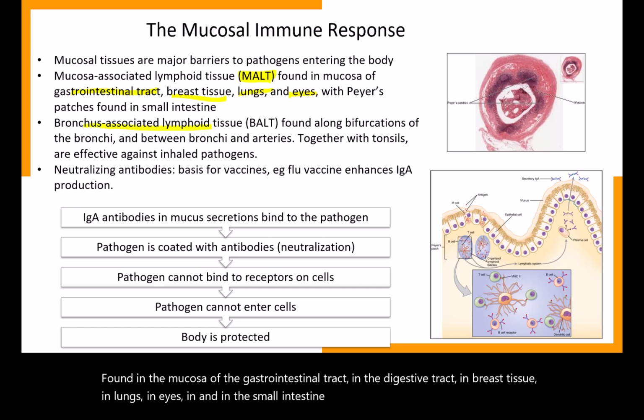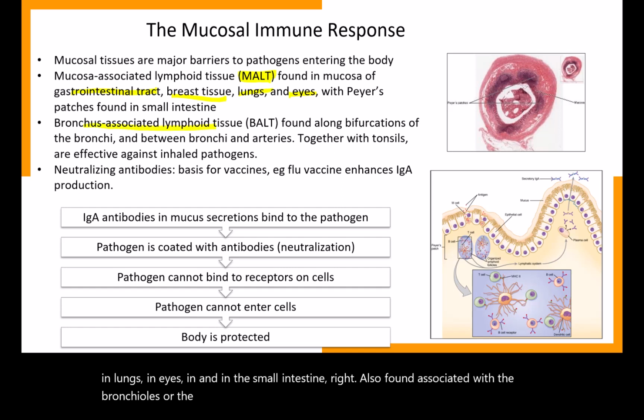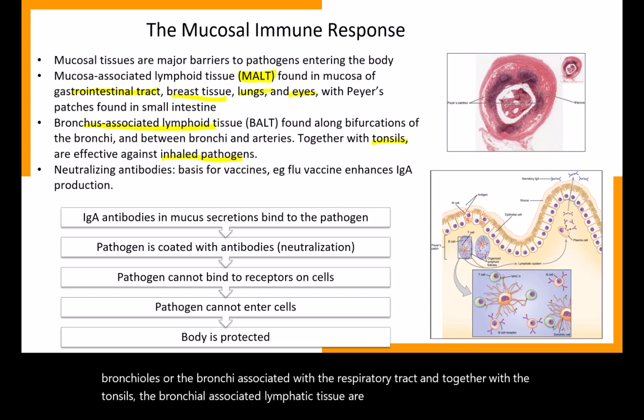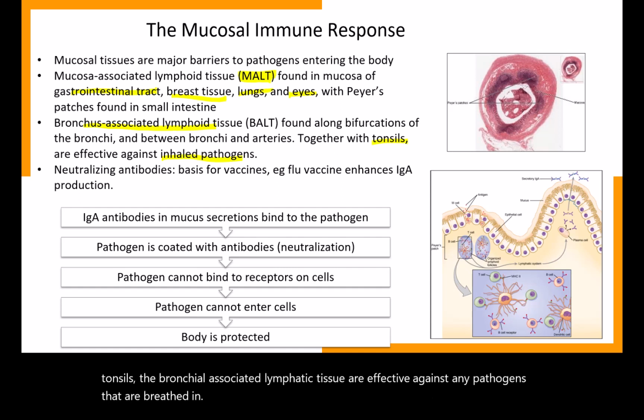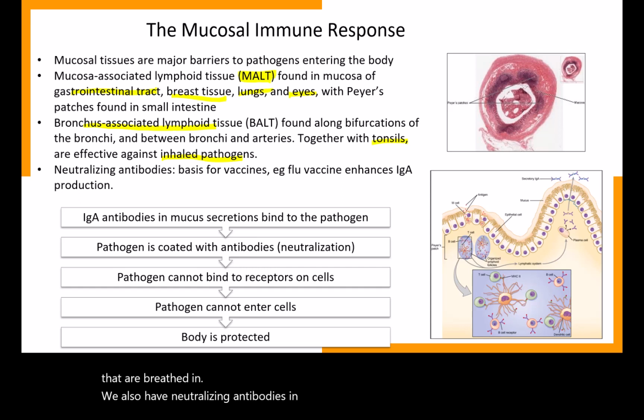It's also found associated with the bronchioles or the bronchi of the respiratory tract. Together with the tonsils, the bronchiole-associated lymphatic tissue is effective against any pathogens that are breathed in. We also have neutralizing antibodies in the mucosa as part of the mucosal immune system.